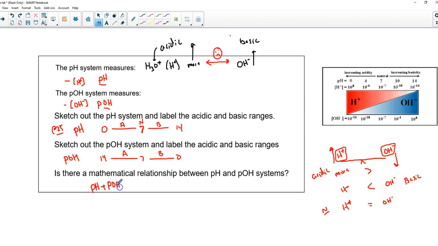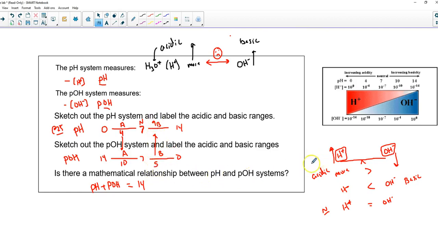And just so you know, the pH plus the pOH equals 14. So let's say you have a 4, the equivalent value on the other system would be 10. Or if you have, let's say, 5 on the pOH scale, which would be basic, that would be equivalent to 9 on this scale, which of course was also basic. So just a different way of looking at it.